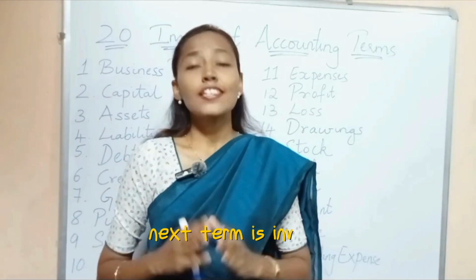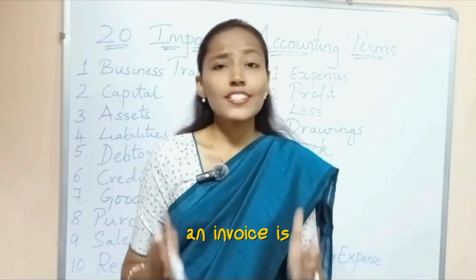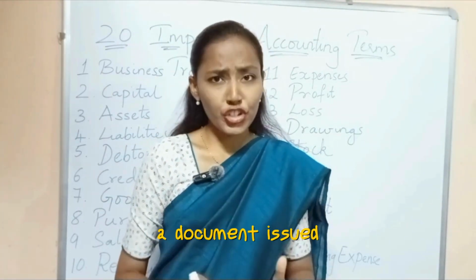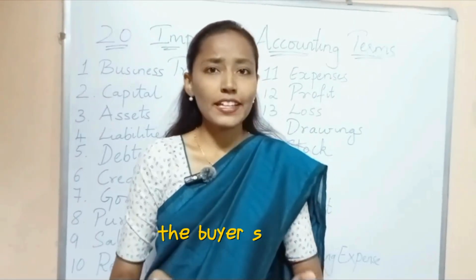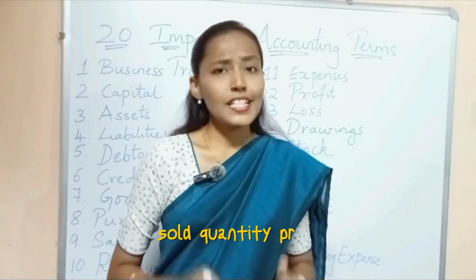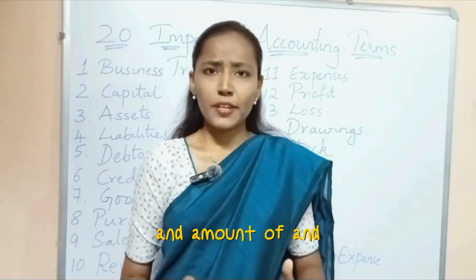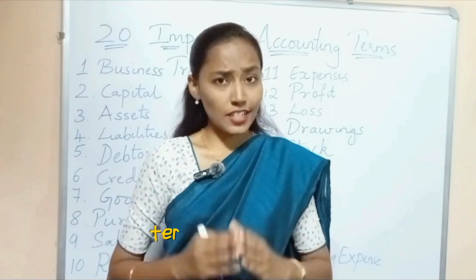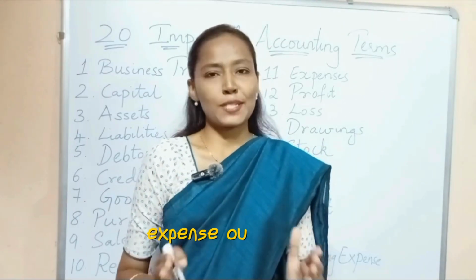The next term is invoice. An invoice is a document issued by the seller to the buyer showing details of goods sold, quantity, price, and amount payable. And the last term is outstanding expense.